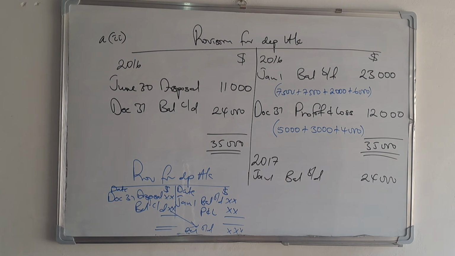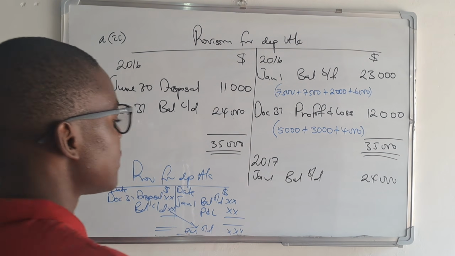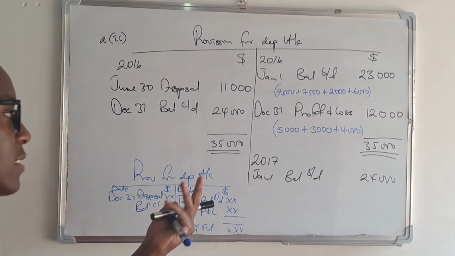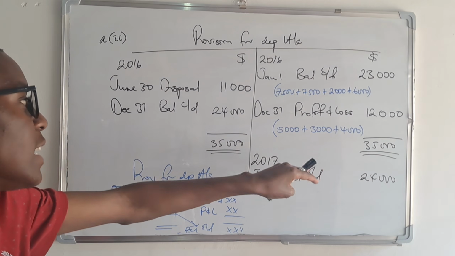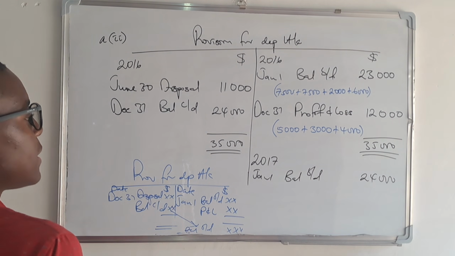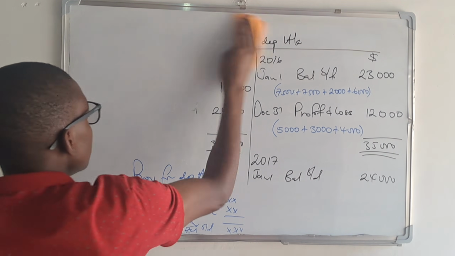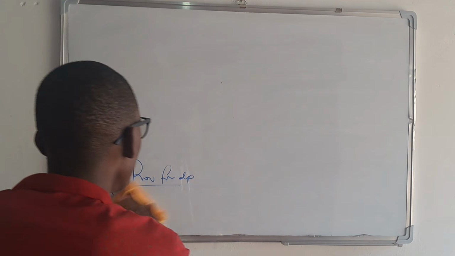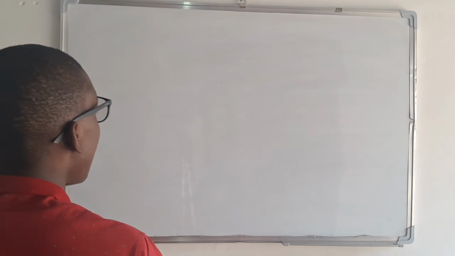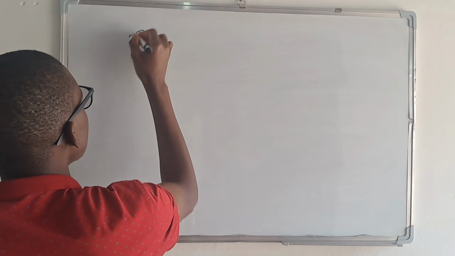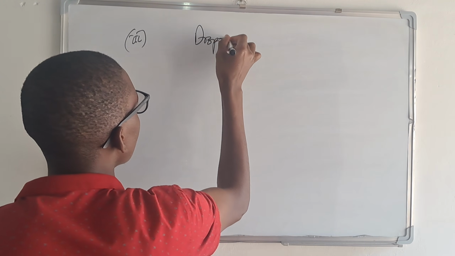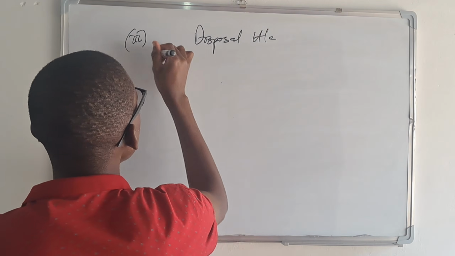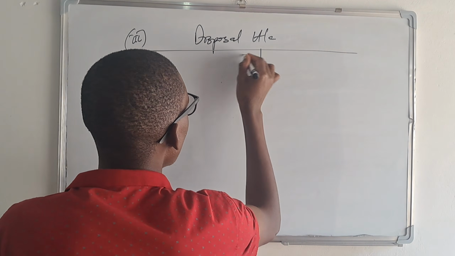Since I've given you everything, I want you to write down the solution, and let's now dive into the disposal account. I hope I've done justice to this part. I've given you the workings, everything, so that you pass. Let's look at the last aspect of our question, which is on the disposal account. Item 3, we have the disposal account.